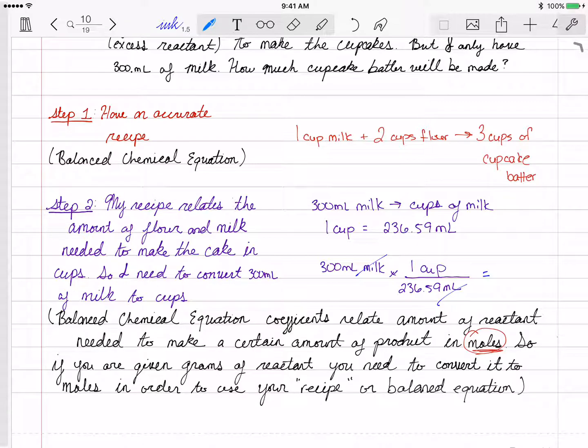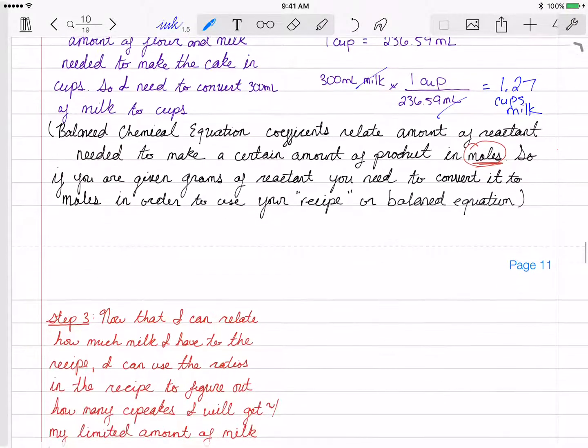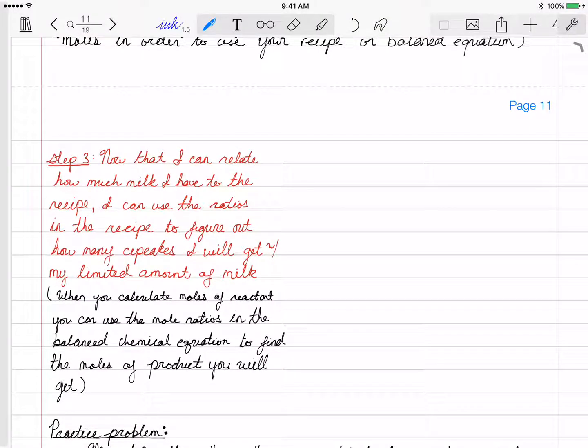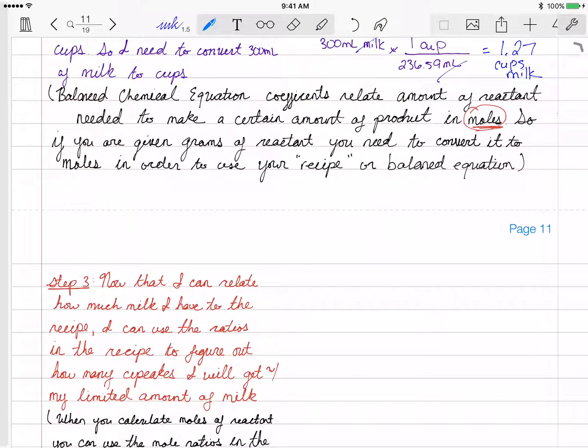And that's going to be 300 divided by 236.59. That's going to be about 1.26 cups of milk. So I'll just say 1.27 cups of milk. So that's how much milk I've got in my fridge. So for our next step, I'll write my answer down here: 1.27 cups of milk.